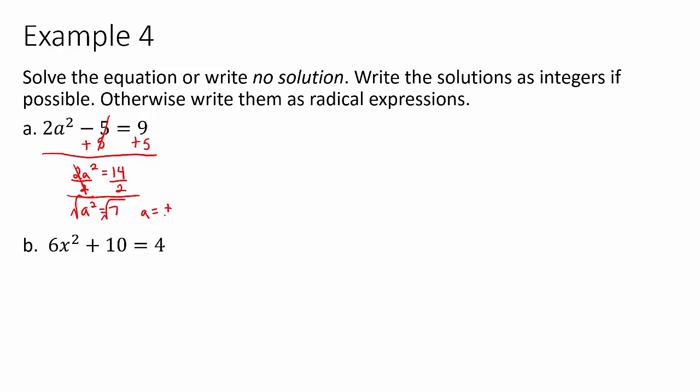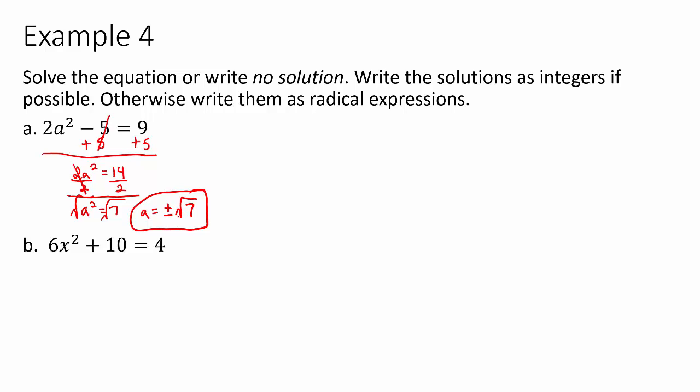I know that my answer is going to be positive and negative because I took the square root. But when I say, okay, what's the square root of 7? There isn't an actual square root of 7 that ends up being an integer. It says write the solutions as integers if possible, otherwise write them as radical expressions. So as it turns out, as mathematicians, we would rather leave this as plus and minus square root of 7 and call it a day, as opposed to the only other thing that we could do with this, which is put it in our calculator and get the decimal, which is 2 point something.